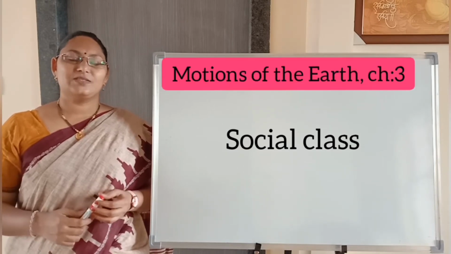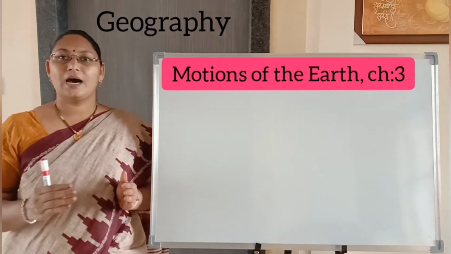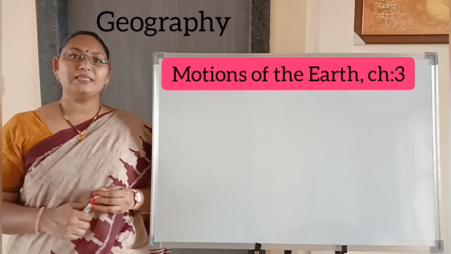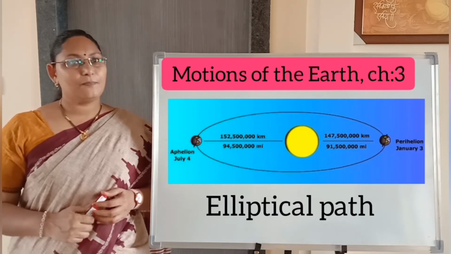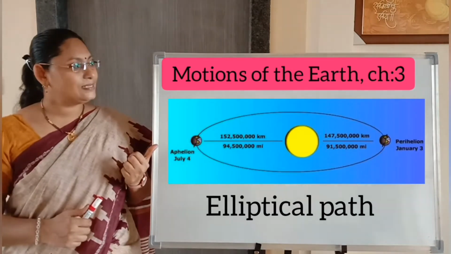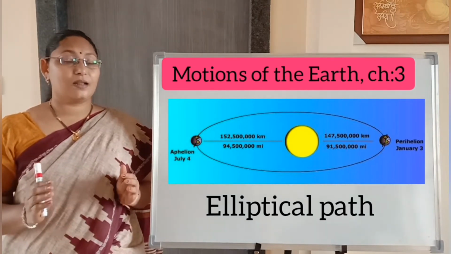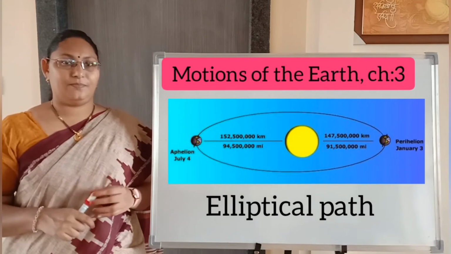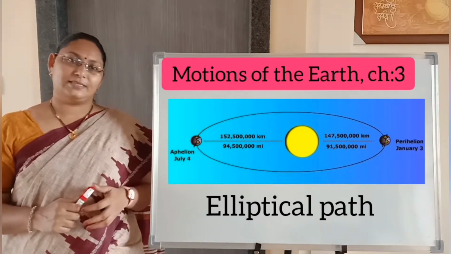In the last class we completed up to the earth's path around the sun. In which path is the earth moving around the sun? Yes, elliptical path. This is an elliptical path, which is not exactly round or a circle. It represents an oval shape.